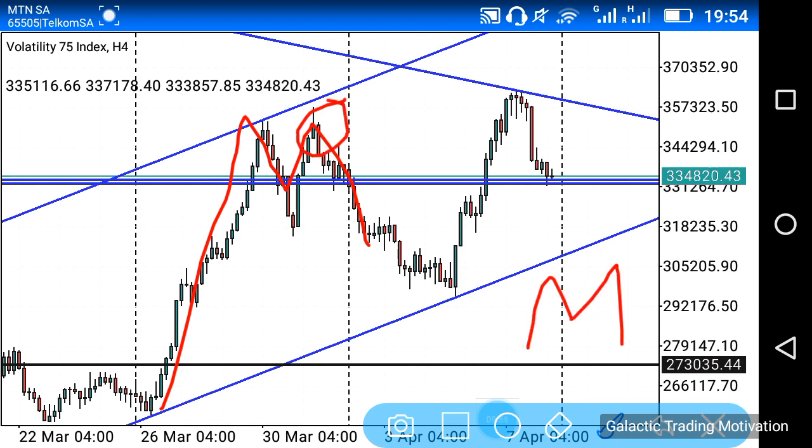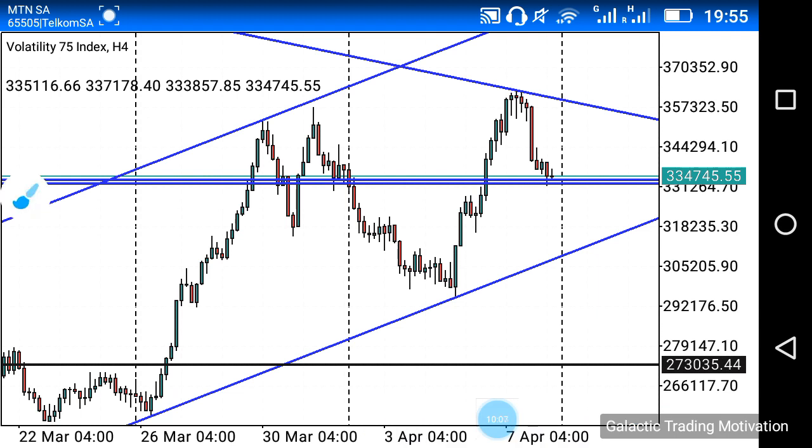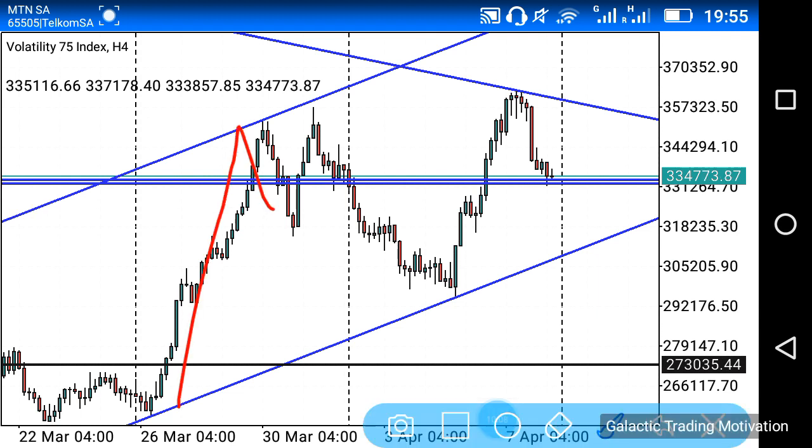So we saw price, after forming this M structure, pushing further down to close below the neckline. It went up again to test that neckline, and we can see at this point that the neckline was not able to hold price. So the market kept on going upwards, and it is my belief that this entire move over here was a stop hunt.